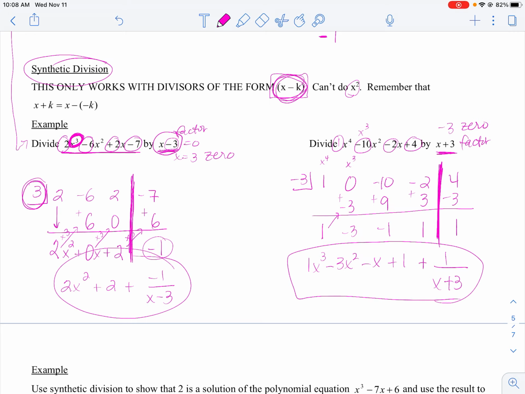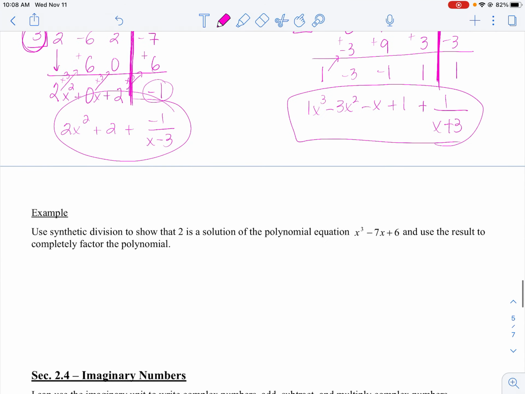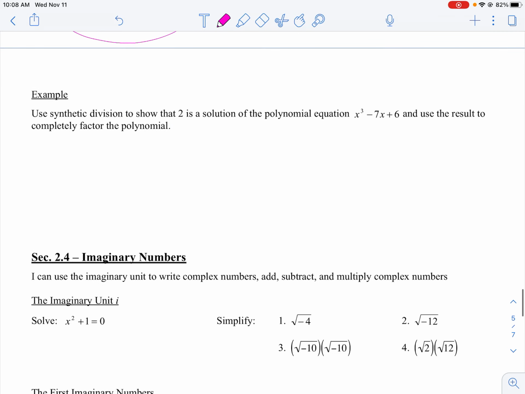So synthetic can make your job a little bit easier, but again, it only works for those certain cases of divisors. You can't use it for everything, and you can't use it when we get to doing i's, imaginary numbers. So long division is still something you need to know, but synthetic can come in handy when you need it.